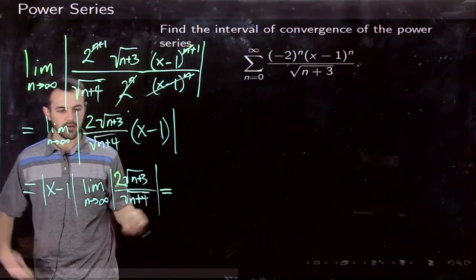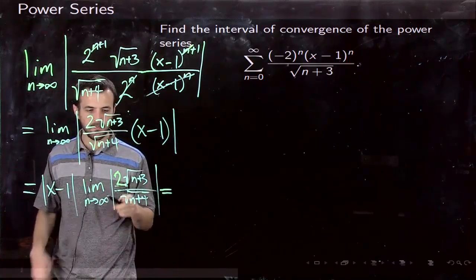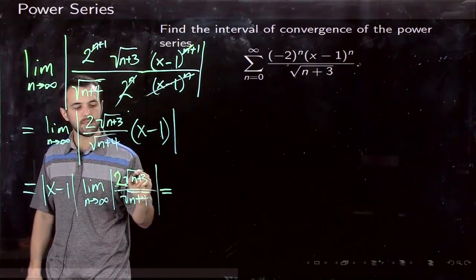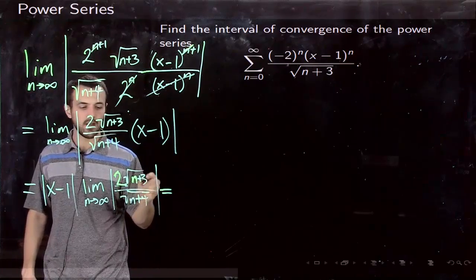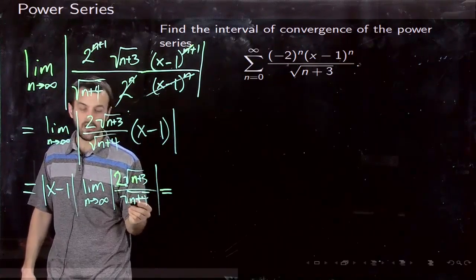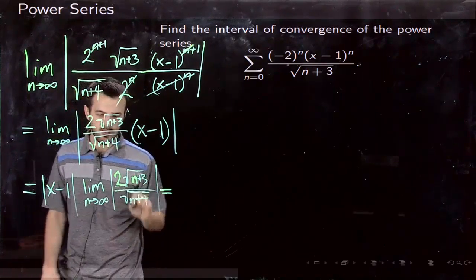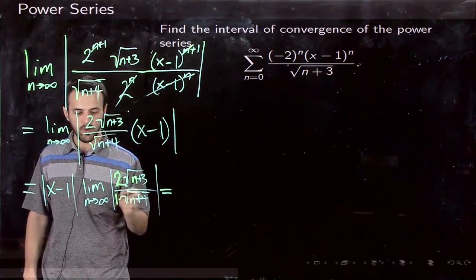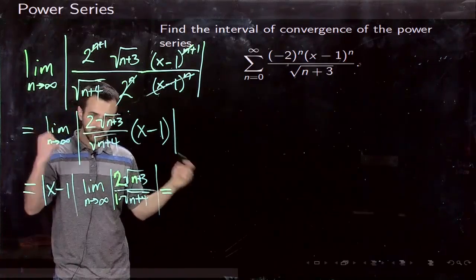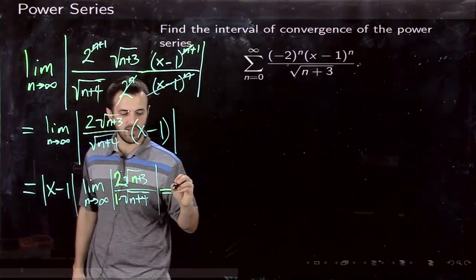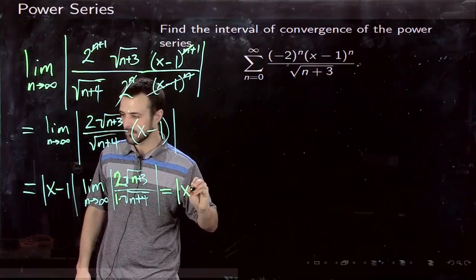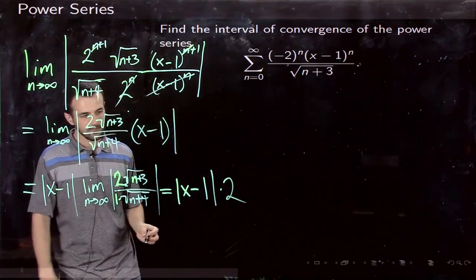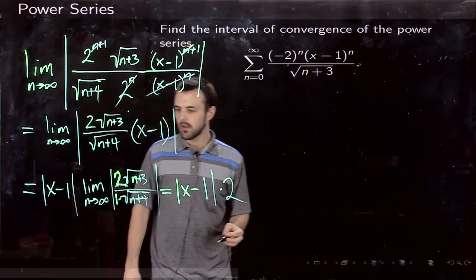All right, so now you're on the test, you're running out of time. Hopefully you can just look at this and say, okay, the highest power of n on the top is 1/2, the highest power of n on the bottom is 1/2. But the leading coefficient on the top is 2, whereas on the bottom it's 1. And so you think to yourself, okay, this limit is 2. So x minus 1 times 2.